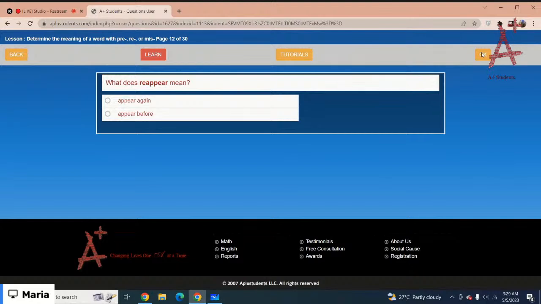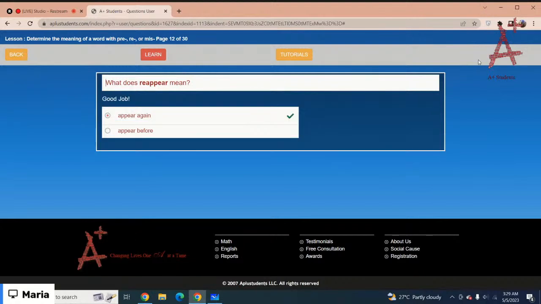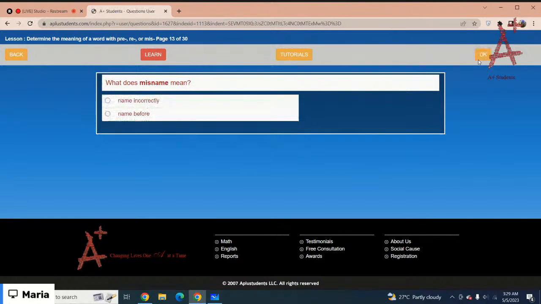What does reappear mean? Re means again, that would be appear again. Option number one is the correct option. What does misname mean? Name incorrectly or name before? It would be option number one, name incorrectly.